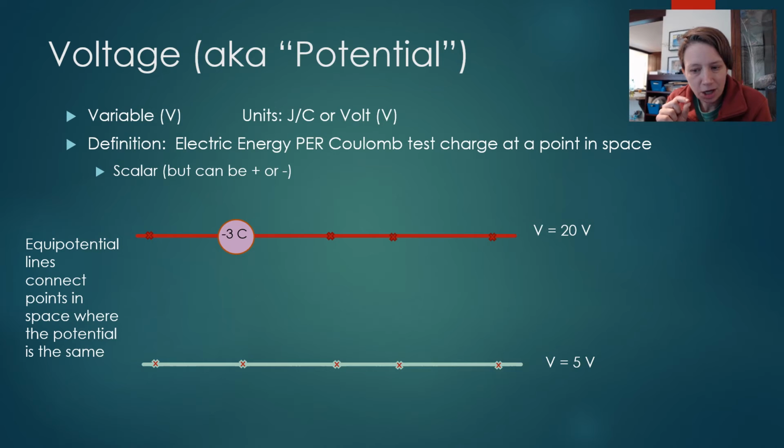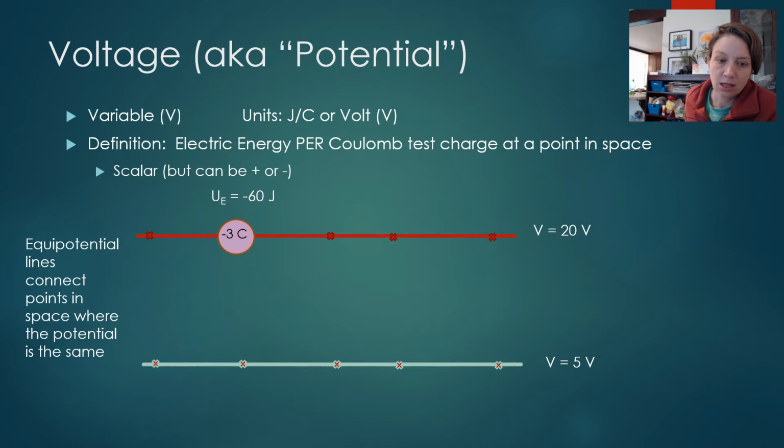So that is not the object that caused the voltage in the space. We're going to come back to that in a minute, but it is an object that is experiencing the voltage by being put in that point in space. Because voltage is defined as energy per coulomb of test charge, the electric energy of a negative 3 coulomb charge on a 20 volt potential would be negative 60 joules. It's 20 joules per coulomb, and there's negative 3 coulombs, so that's negative 60.